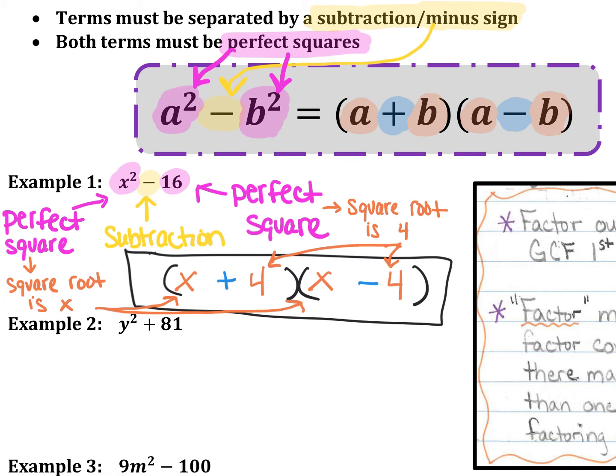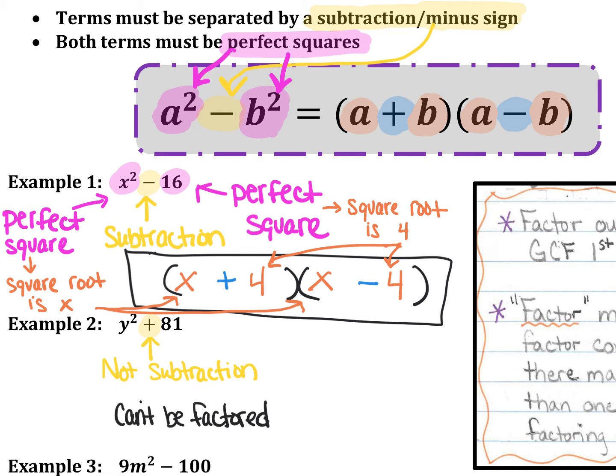Now let's take a look at that second example, and let's look for those same look-fors. Remember, two terms separated by a subtraction sign, and both terms are perfect squares. Taking a look at this sign right here, it is not a subtraction sign. So what does that mean? That actually means that we cannot use our difference of squares, and that we cannot factor this y squared plus 81.